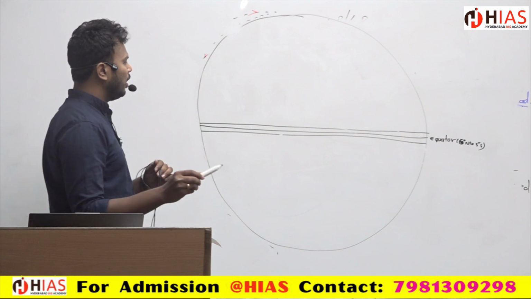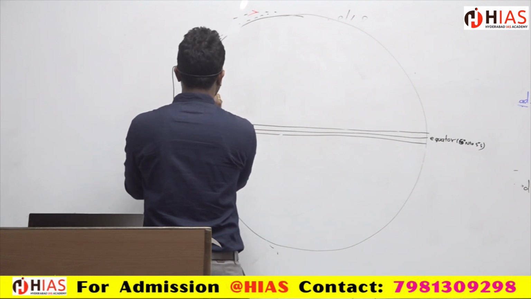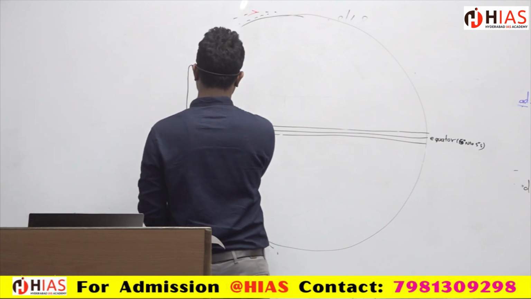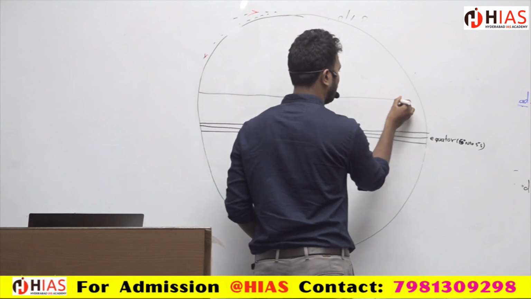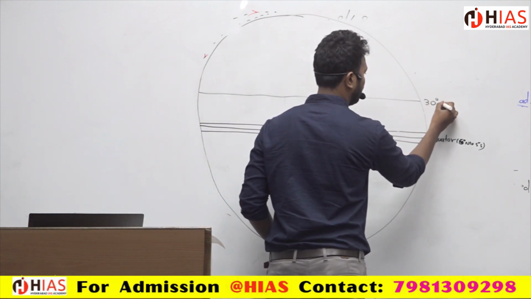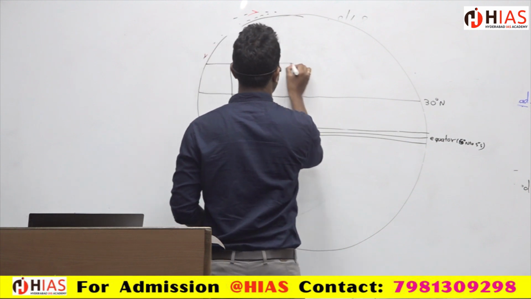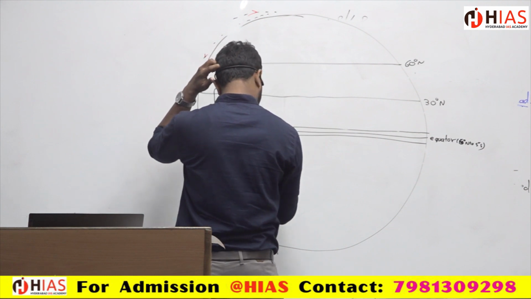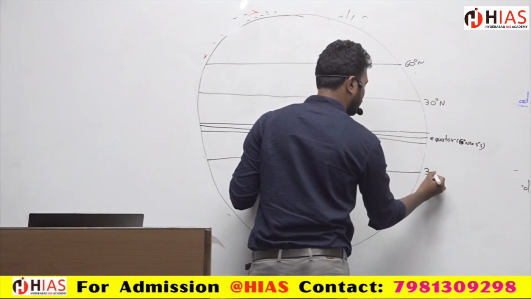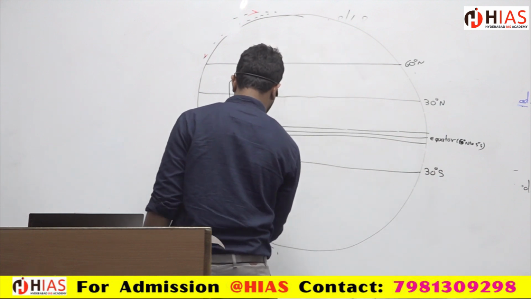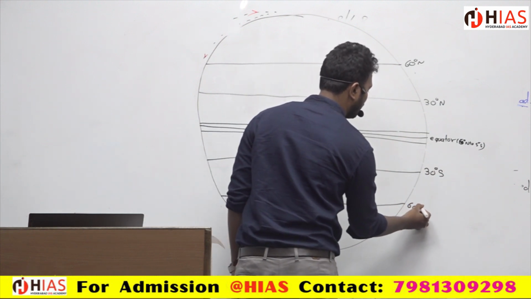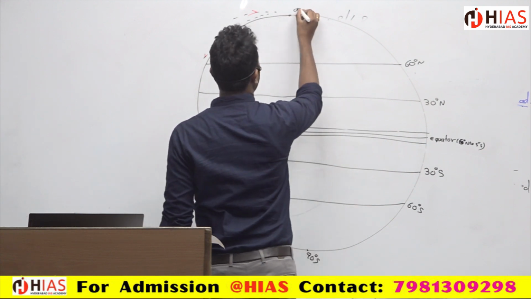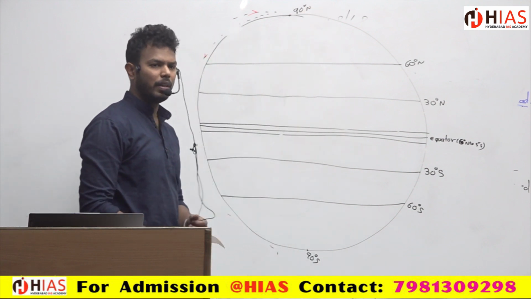Because in Ferrel, he divided Earth's zones in this manner. 30° north, 60° north, 30° south, 60° south, 90° south, 90° north.